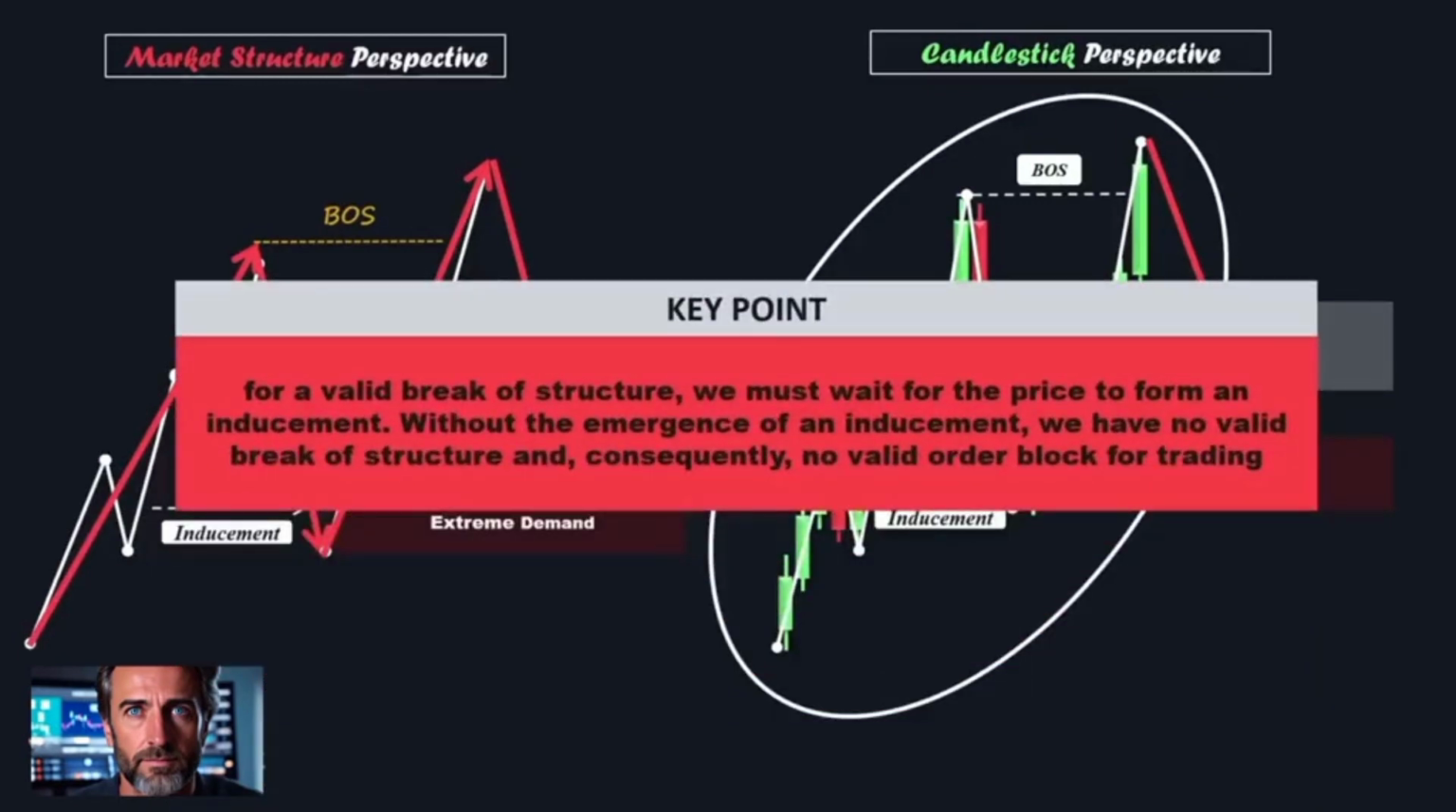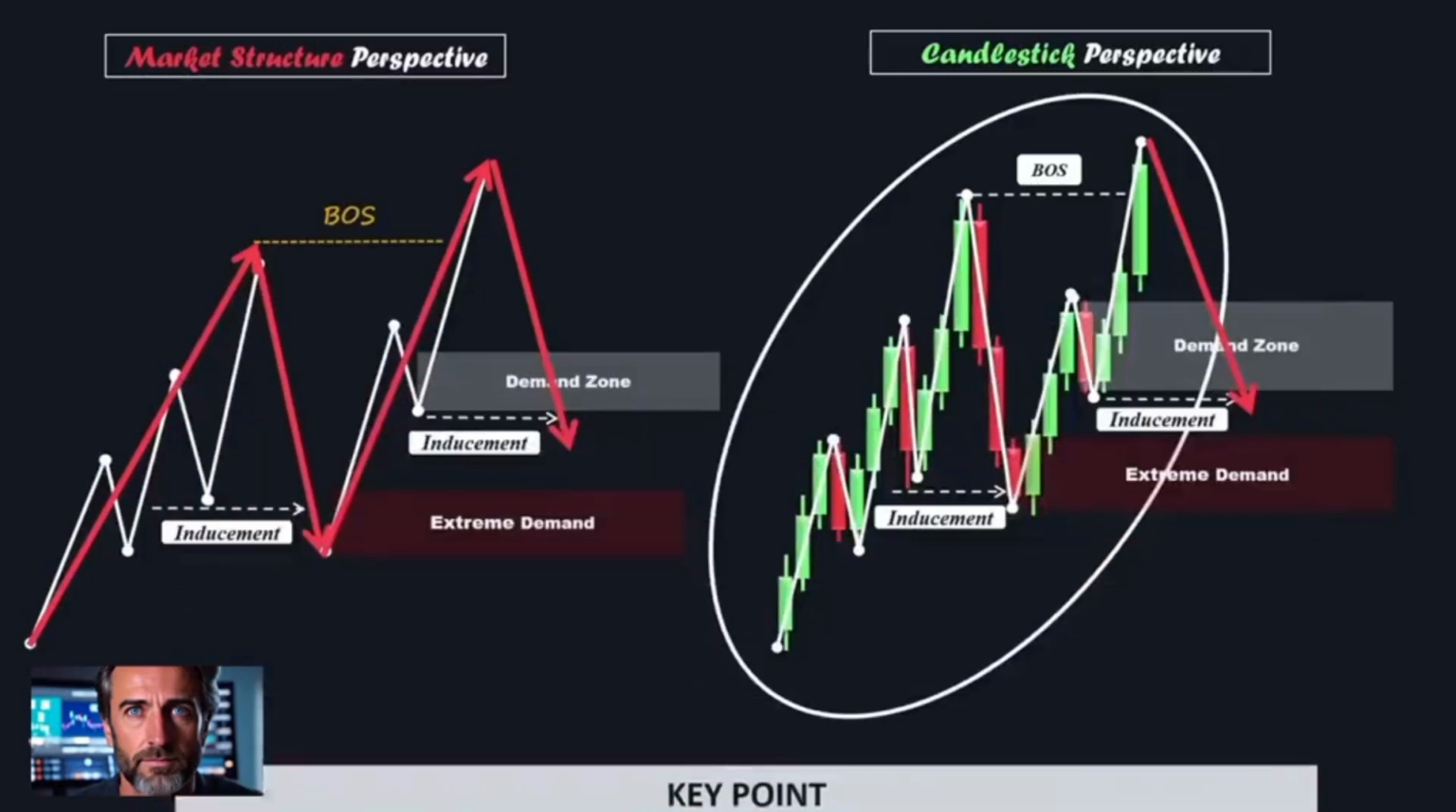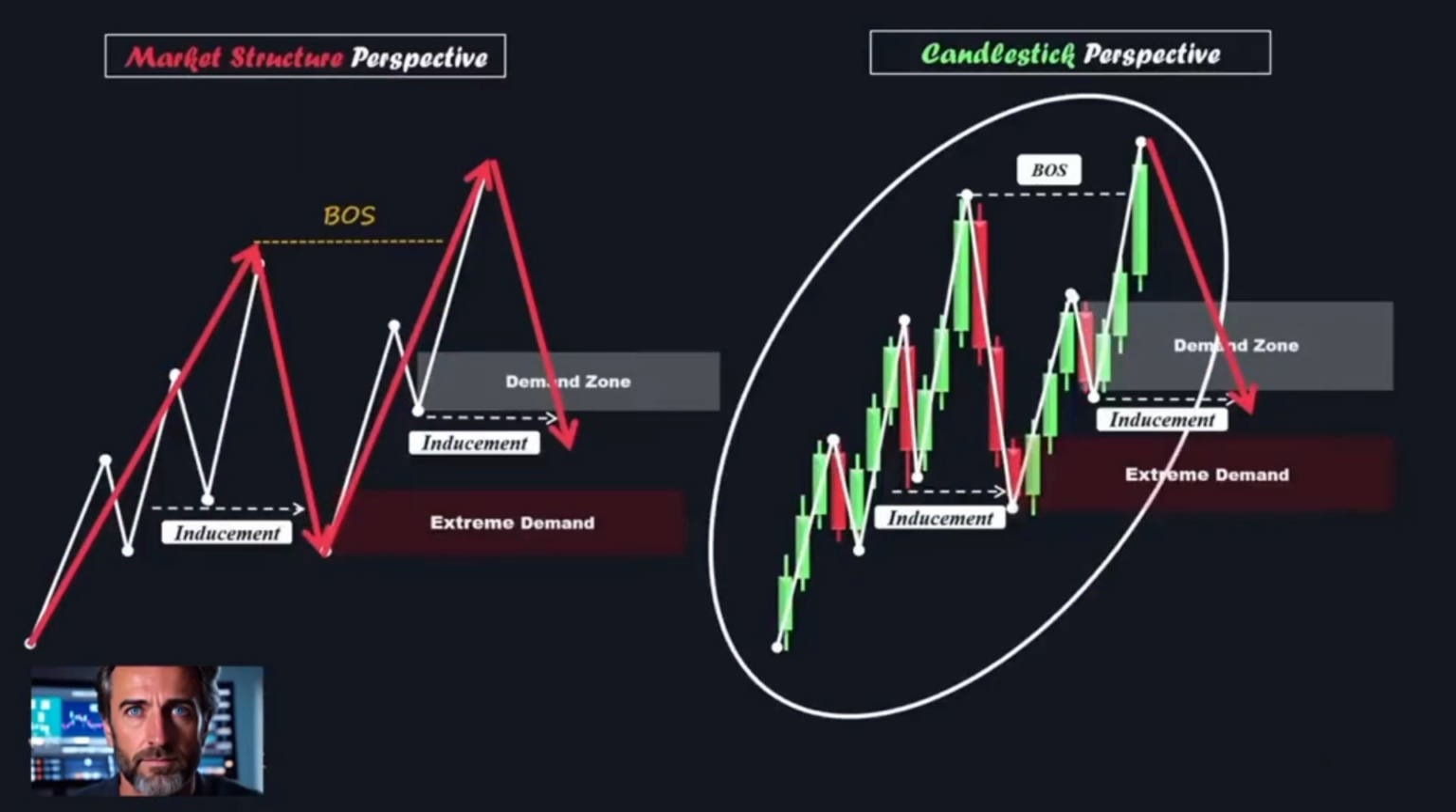Without the emergence of an inducement, we have no valid break of structure and, consequently, no valid order block for trading. In this case, the upper order block serves as an inducement, so we must not consider it a valid demand zone, as we always expect the price to take out that zone. The extreme order block is considered valid and safe for trading only when we have a confirmed break of structure.